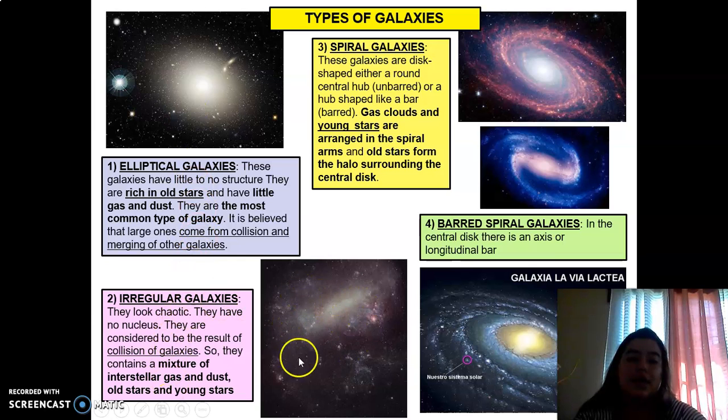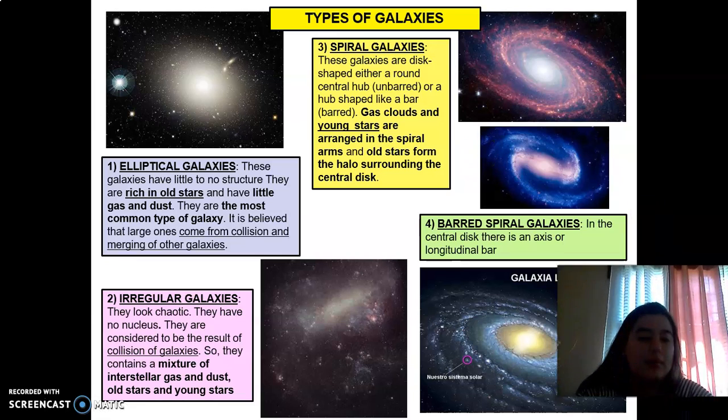Irregular galaxies, okay, look chaotic, they have no nucleus, and they are considered to be the result of collisions of galaxies. So they contain a mixture of interstellar gas and dust, old stars and young stars. Okay, continue with the spiral galaxies. These galaxies are disc-shaped, with either a round central hub or a hub shaped like a bar. Gas clouds and young stars are arranged in the spiral arms, and old stars form the halo surrounding the central disk.